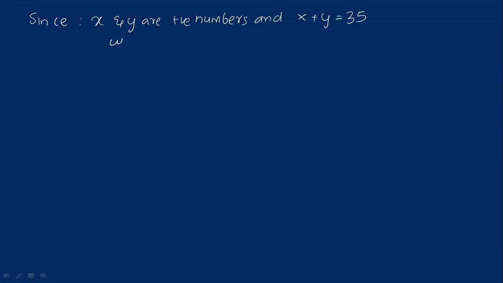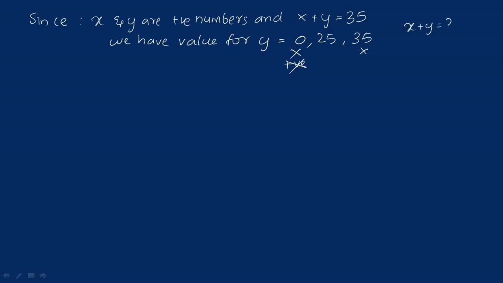We are given in the question that x and y are positive numbers, and x plus y is equal to 35. Now we have three values for y, that is 0, 25 and 35. Here 0 cannot be used because 0 is not a positive number. Similarly, 35 also cannot be used, because if y is 35, then x plus y equal to 35 makes x equal to 0, which is impossible because it is not a positive number. So the only possible value for y that we can choose is 25. Y is equal to 25 here.